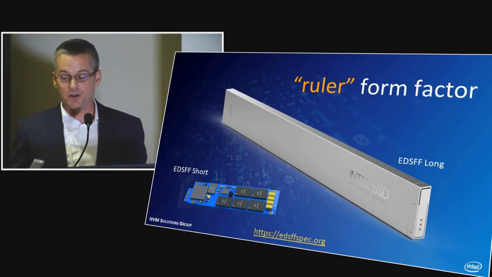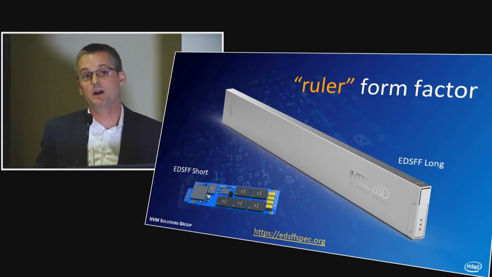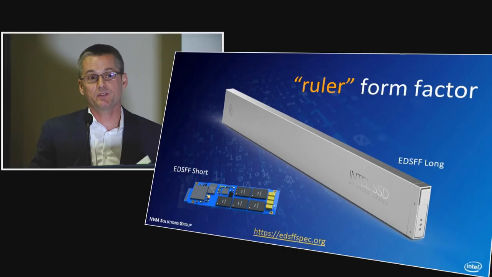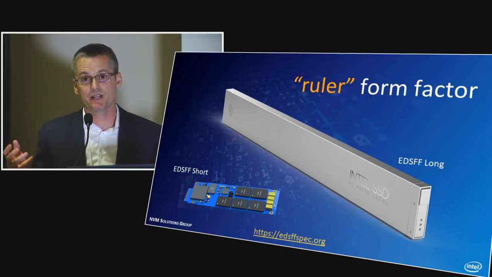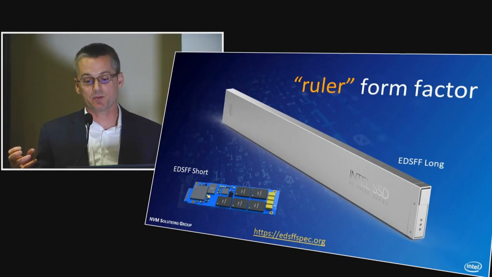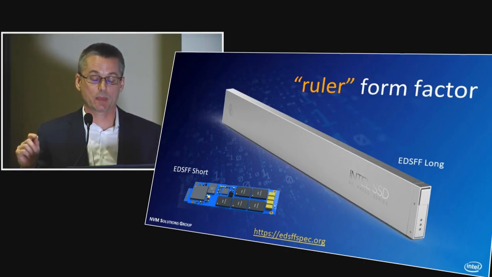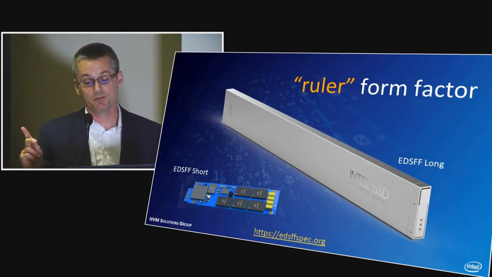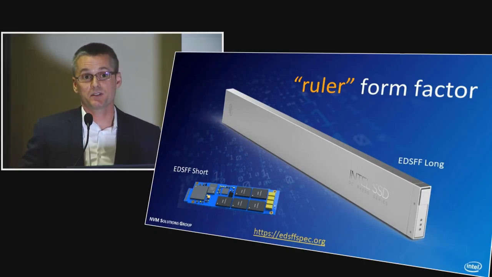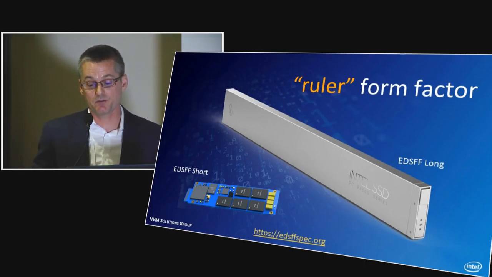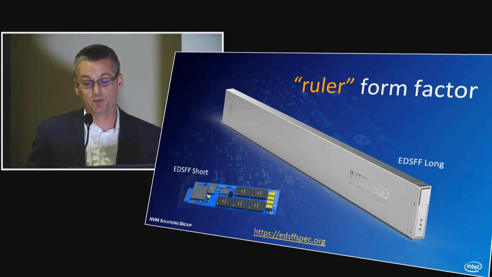The ruler form factor was thought of by Intel by trying to figure out, with 3D NAND getting denser and denser, a form factor that can pack as much NAND as possible into the smallest amount of space. And so as we worked with the industry on this problem, a couple of other requirements became very apparent. One is we wanted to pack that volume in a 1U form factor. Two, we wanted to make it thermally efficient. And we wanted to make it front serviceable to make it easier for technicians, et cetera, to service the product.